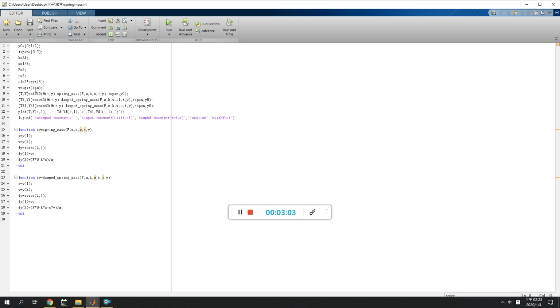And here's another way, but we didn't use it. So here I use a system called spring-mass, and this spring-mass returns a system function in MATLAB. If we want to use ODE45, you need to separate it into two first-order differential equations. So here is how I solve it.